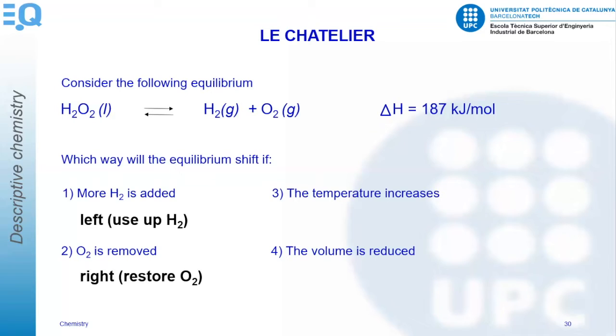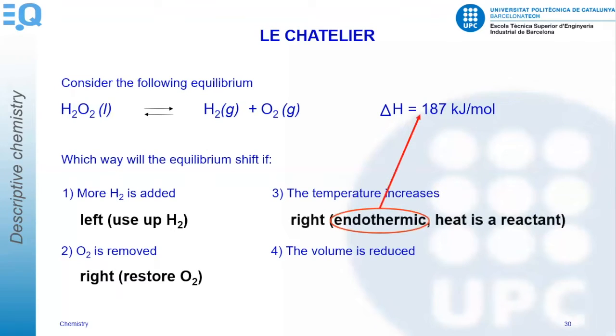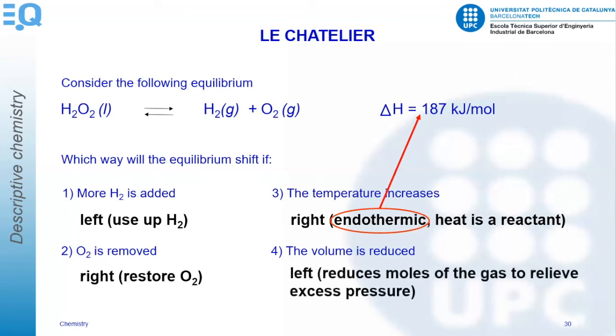What happens when we increase the temperature? As it is an endothermic reaction, the equilibrium will move to products, because we treat heat as a reactant. Finally, if we reduce the volume, the reaction will move to the left, because it is where there are fewer moles of gas in the reaction.